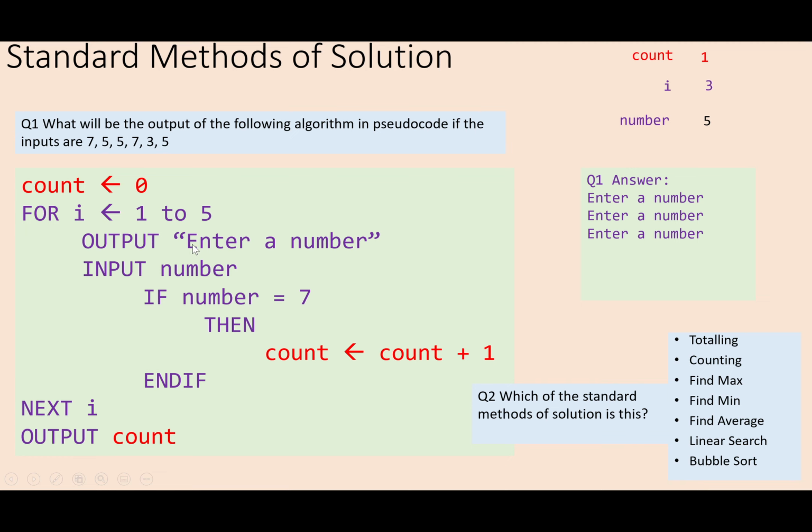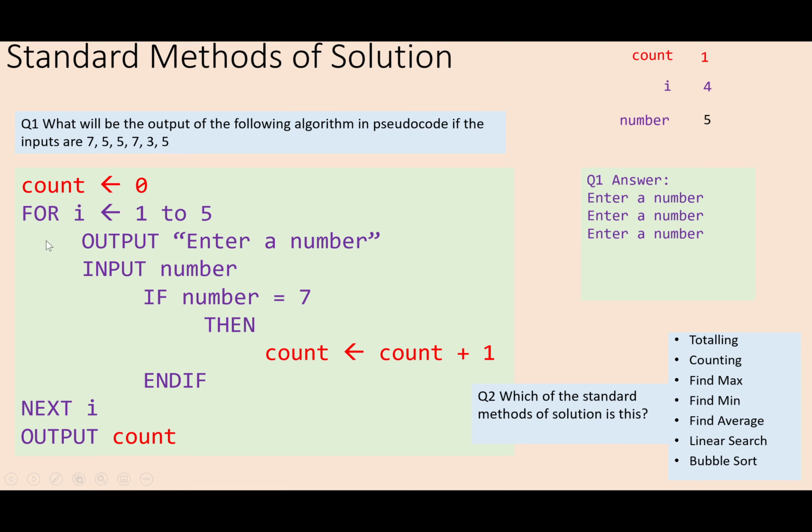And we will output enter a number. We'll input the next number, which is 5 again. So let's input that. There it is. Is number equal to 7? No, it's not. So we ignore this and we get to our end if. Then we go to next I is going to go to 4.